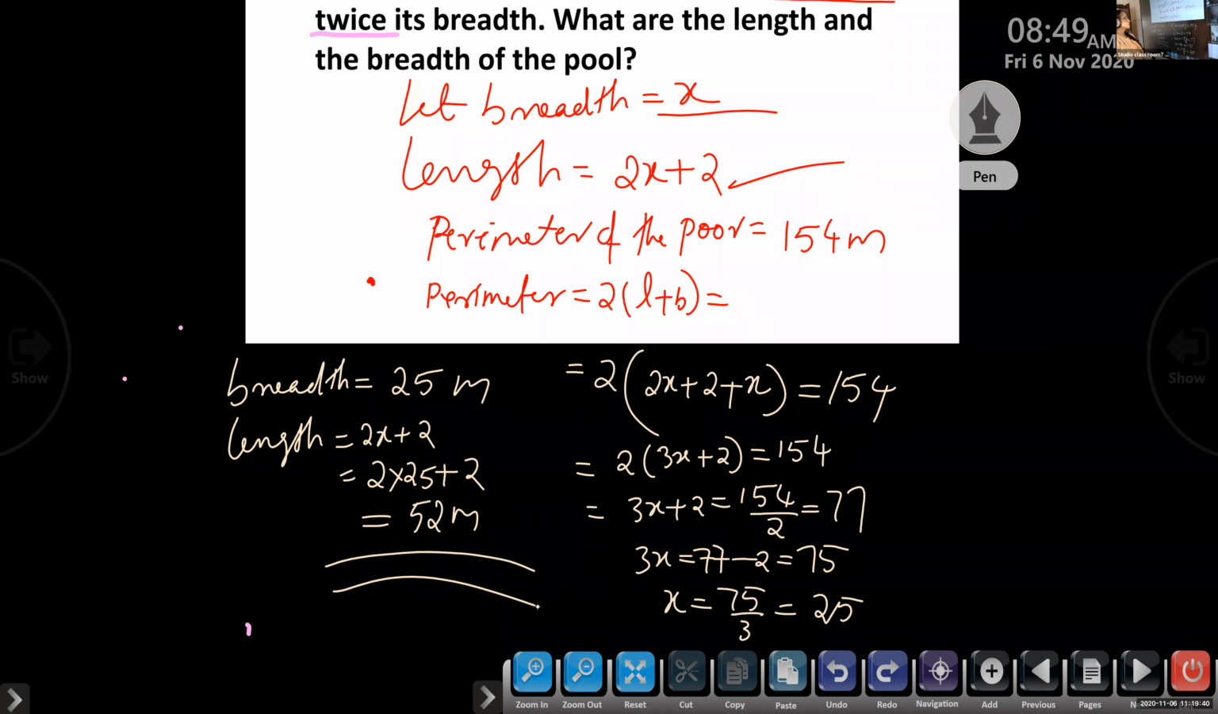Read the question thoroughly. Then deduce the equation. After that, solving. Solving is easy. The main part is deducing the equation. Read and understand the question thoroughly, then deduce it. Shall I move to the next question? Yes, ma'am.